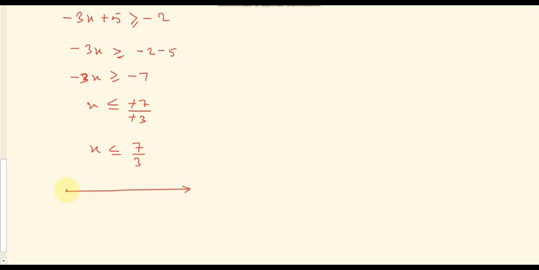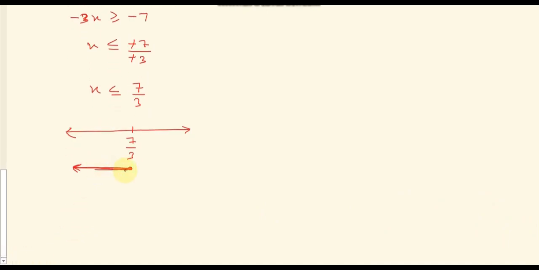This is the number line. Let's mark 7 by 3. Suppose 7 by 3 is here, and we have to show that 7 by 3 is included in the value of x. For this, at 7 by 3 we draw a filled circle. This filled circle indicates that 7 by 3 is included in the value of x, and we have to take all those numbers also which are less than 7 by 3. All the numbers less than 7 by 3 are on the left side of 7 by 3. We will draw a line which will start from 7 by 3 and approach minus infinity. This is how we will draw the solutions on the number line.